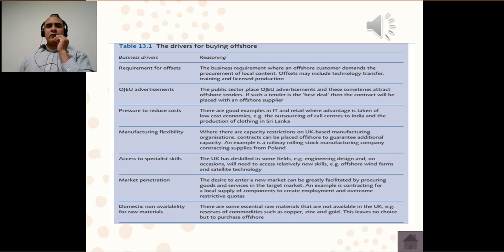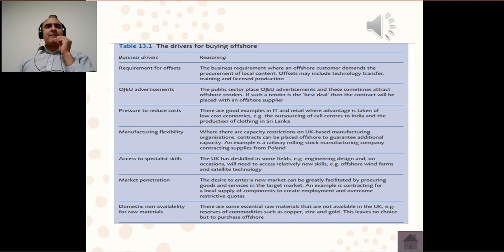Pressure to reduce cost. Yeah, sometimes we need to buy supplies from cheaper markets or manufacture something where the labor is cheaper. The same thing with manufacturing flexibility. Also, sometimes when we have manufacturing in some other places, perhaps we can produce more. Perhaps again, if we have more flexible labor, then we can produce at the times that we need as compared to relying on our own production locally.